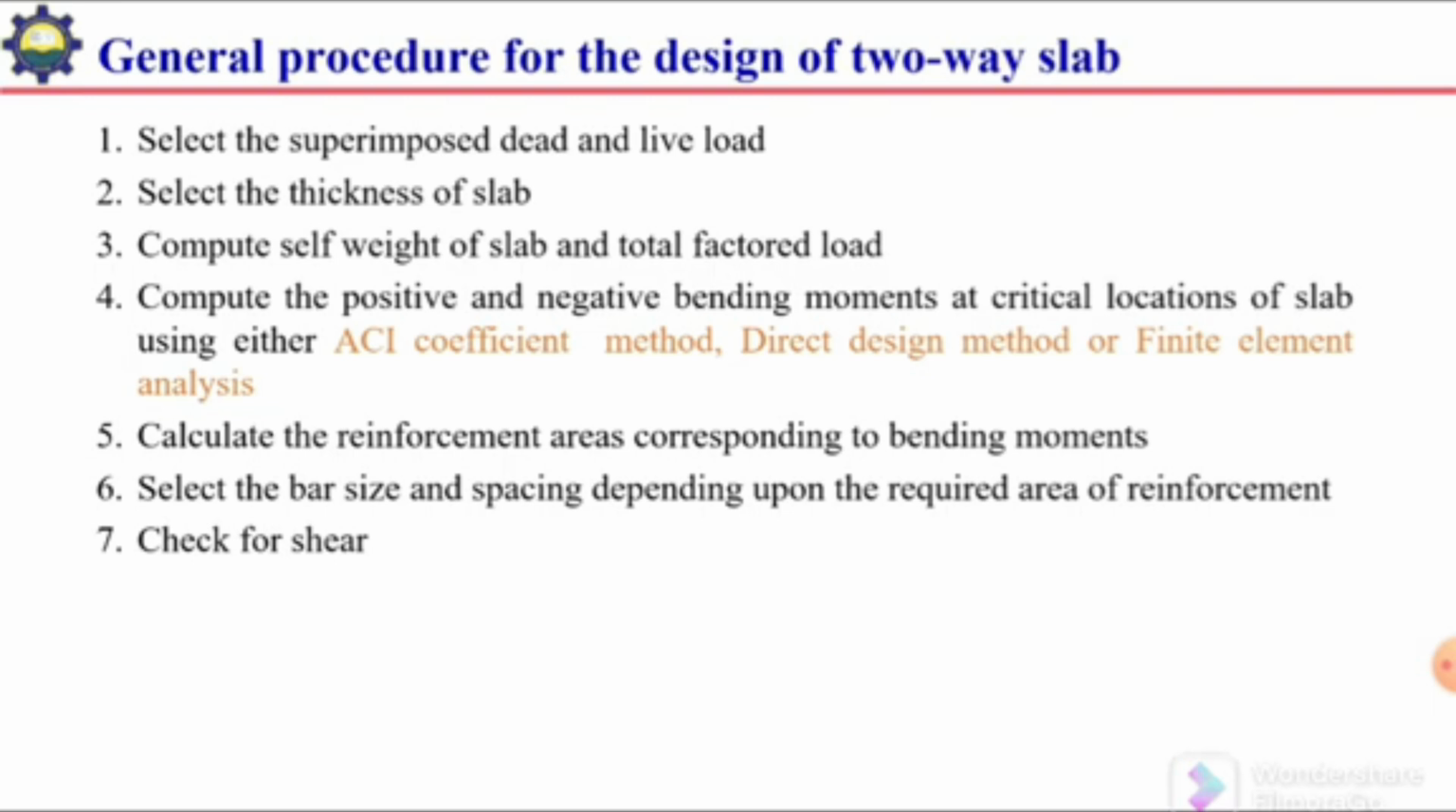After the fourth step, we need to calculate the reinforcement areas corresponding to the bending moments. From the reinforcement areas, we select the bar size and spacing, and then finally we check the shear, whether the slab is satisfied for shear or not. If it is not satisfied, we can increase the thickness of the slab, or we can provide column capitals, or use drop panels, or provide shear reinforcement. So this is a general procedure that is applicable for all types of design methods.